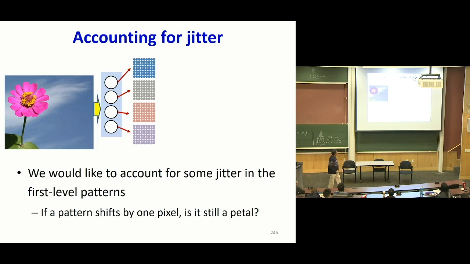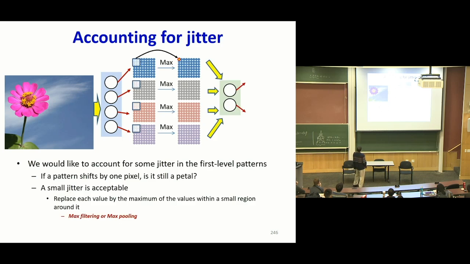Now, another thing we would like to do is to account for jitter. We want to account for some jitter in the first level patterns. Let's say I'm looking for something that looks like a petal, and I'm putting together the components of a petal, right? If one of those components shifts by a pixel, would you still call it a petal? Most likely yes, right? These little bits of jitter don't destroy the pattern, and you want to codify the fact that this little bit of jitter doesn't really destroy the pattern. So we will often do this by saying, I'm going to look in a small region, and remember what we did when we went all the way to the beginning and said, is there a flower in this image?